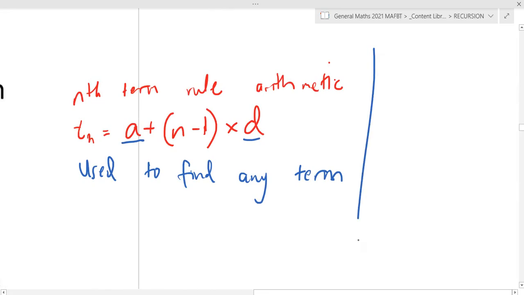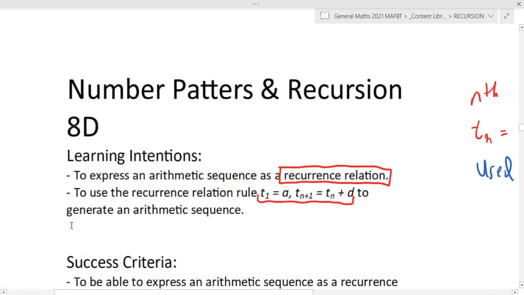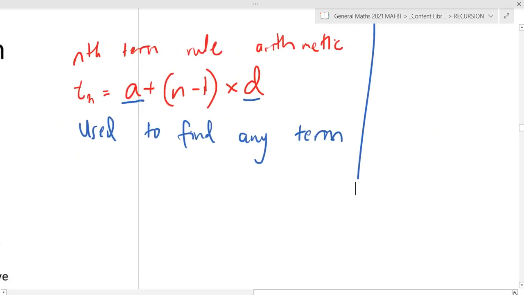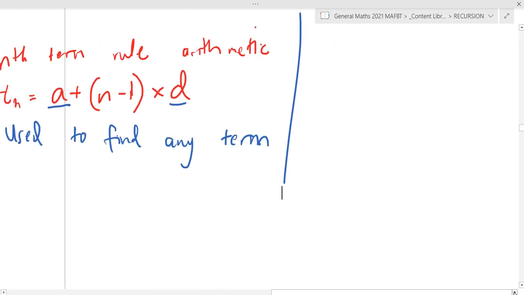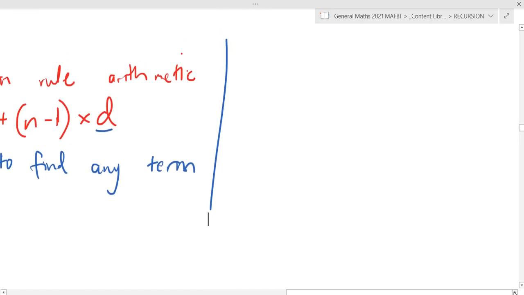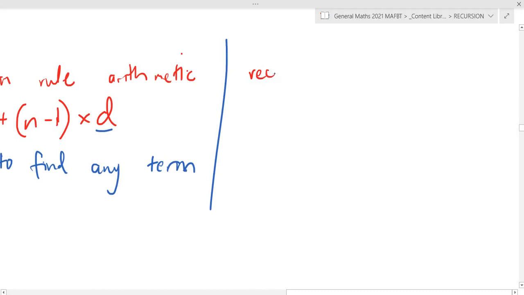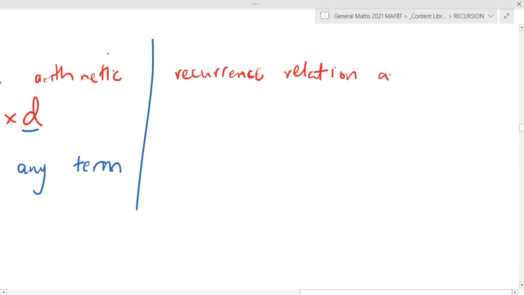Now, what we learnt about last week is what we call the recurrence relation. Okay, a recurrence relation. So I'll write that down here. It might be worth writing this again if you missed it or you skipped it. So this is a recurrence relation, and this is for an arithmetic sequence.